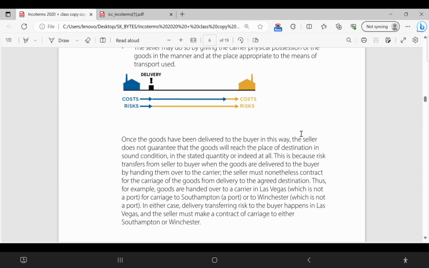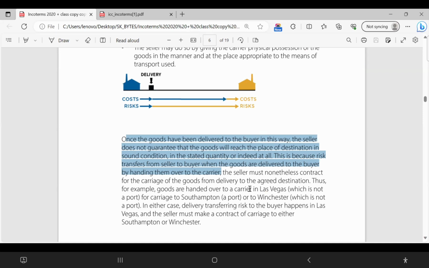Once the goods have been delivered to the buyer in this way, the seller does not guarantee that the goods will reach the place of destination in sound condition, in stated quantity, or indeed at all. This is because risk transfers from seller to the buyer when the goods are delivered by handing them over to the carrier. This is where delivery happens. That is where his obligation ends. The seller must nonetheless contract for the carriage of the goods from delivery to the agreed destination. That we know, freight is prepaid until this destination.